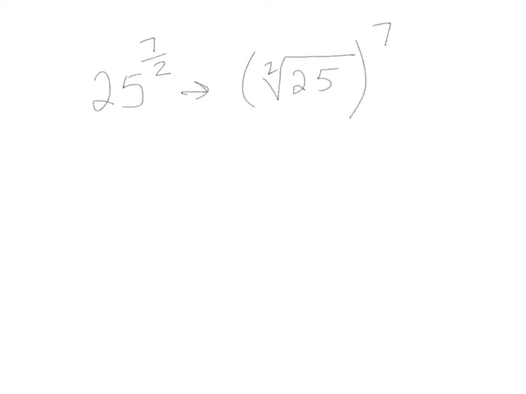Now we can use our list of perfect numbers. If you have that paper with you, you can look at what is the square root of 25. So you can go in the square root column, go down until you find 25, follow it across to the left. We will see that that answer is 5.